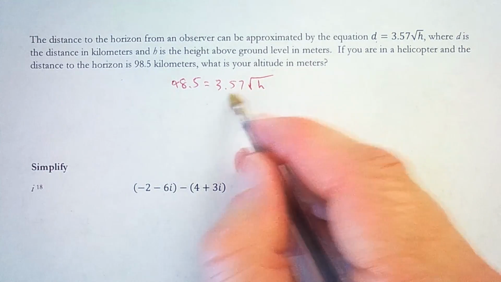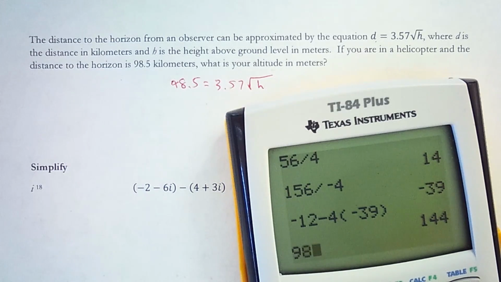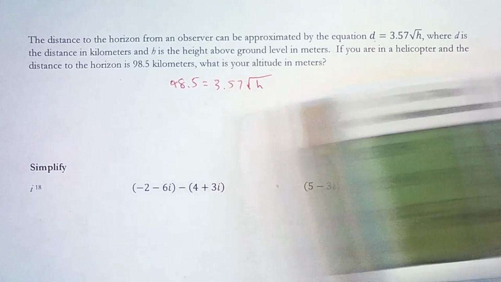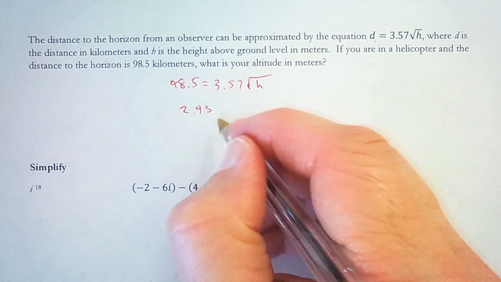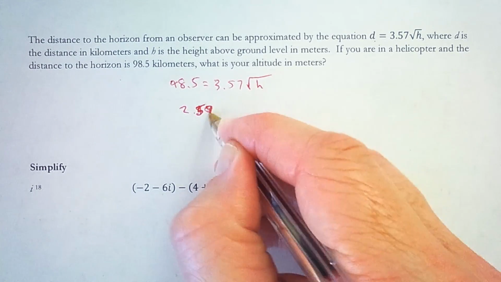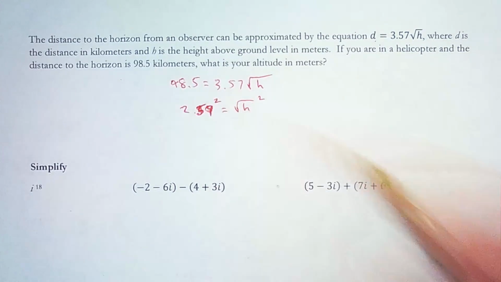So I need to start by dividing by 3.57. 98.5 divided by 3.57 is 2.5910. So we'll call it 2.59. I wrote that backwards. Let me try that again. 2.59 equals the square root of h, and then we will square both sides.